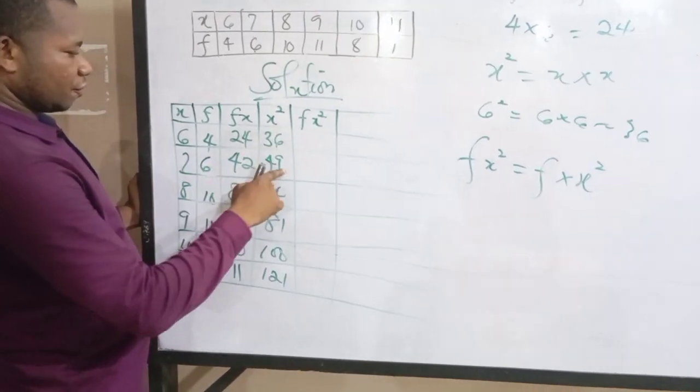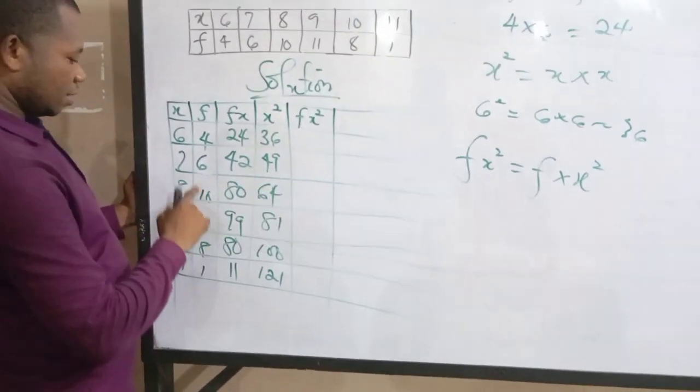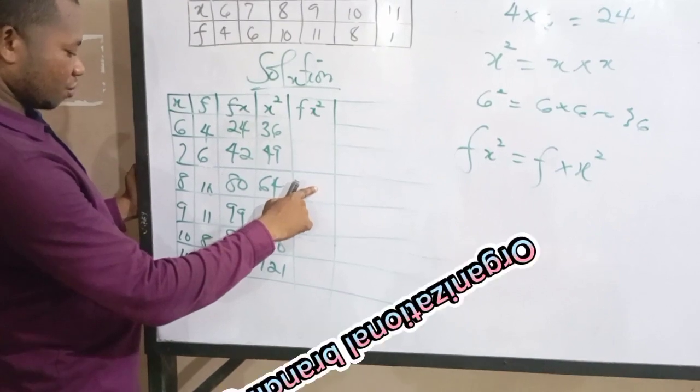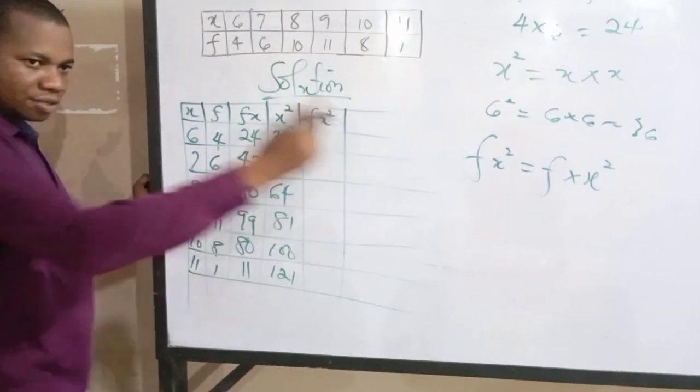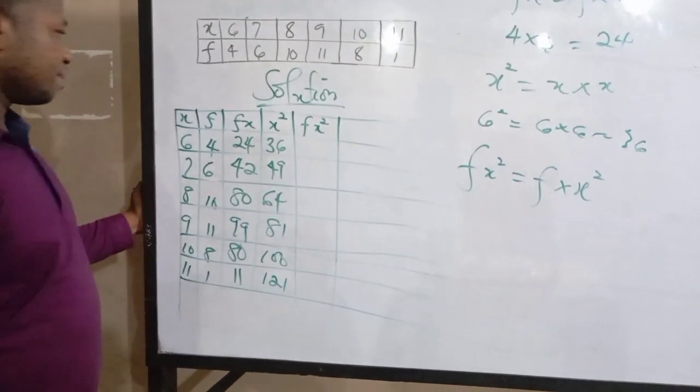6 times 49 will give me what will be here. 10 times 64 will give me what will be here. 11 times 81 will give me what will be here. So on and so forth. It's as simple as that.